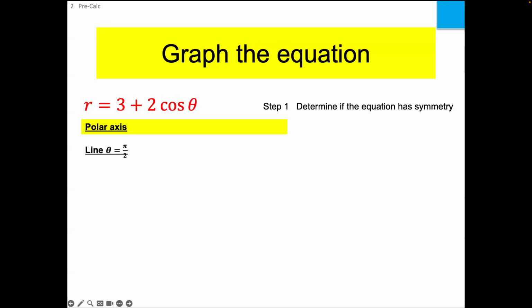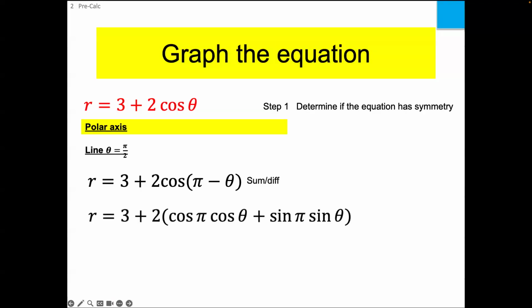All right, let's test for theta equals pi over 2 symmetry. We replace theta with pi minus theta. We played this trick before, except this time it's not sine, it's cosine. So I need the difference identity for cosine. This one goes cosine, cosine, sine, sine, with what in between? A negative, same sign, right? No, opposite. I screwed that up, but I caught my mistake. So it's opposite. If it's a minus, it's plus.